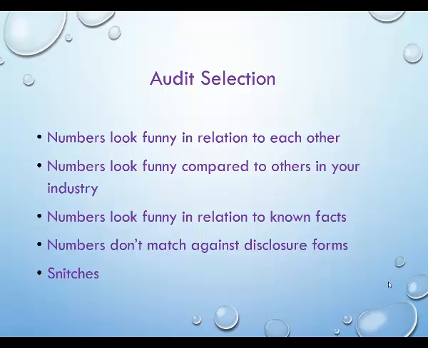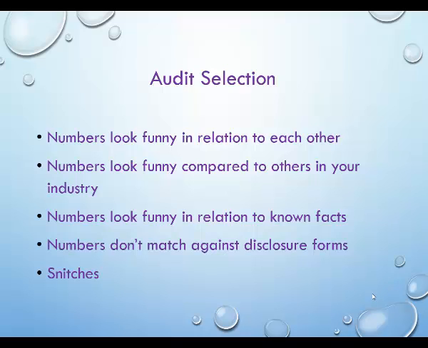Audit selection, all in purple. Why? Tends not to be on the test, but when people get audited, they want to know why. And there's some kind of mystery to this process. Well, the formula for determining who gets audited and who doesn't is not published. It's a big secret, and I don't think any one person has that whole piece. But we know what the general indicators are.